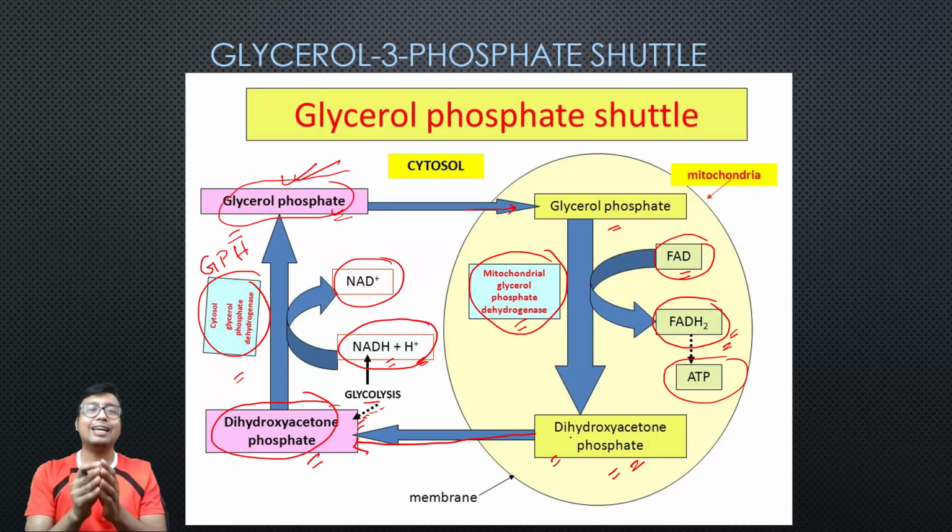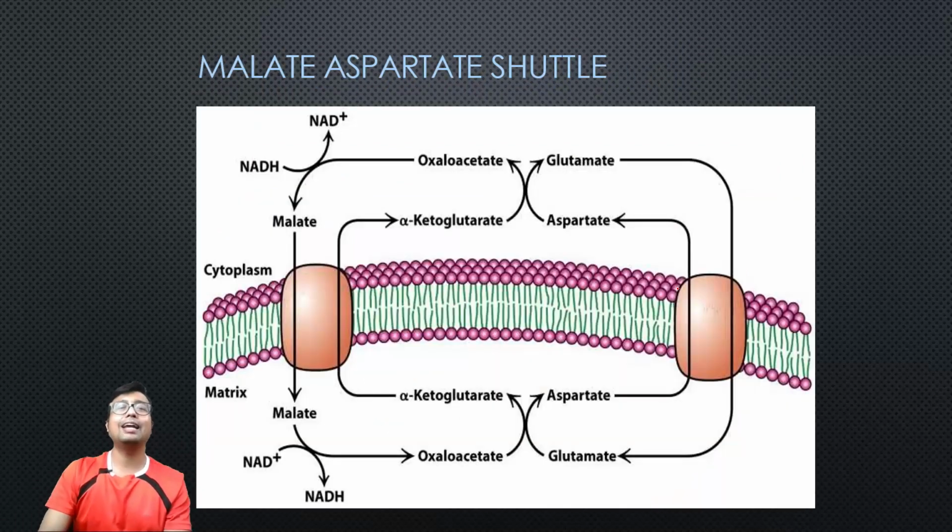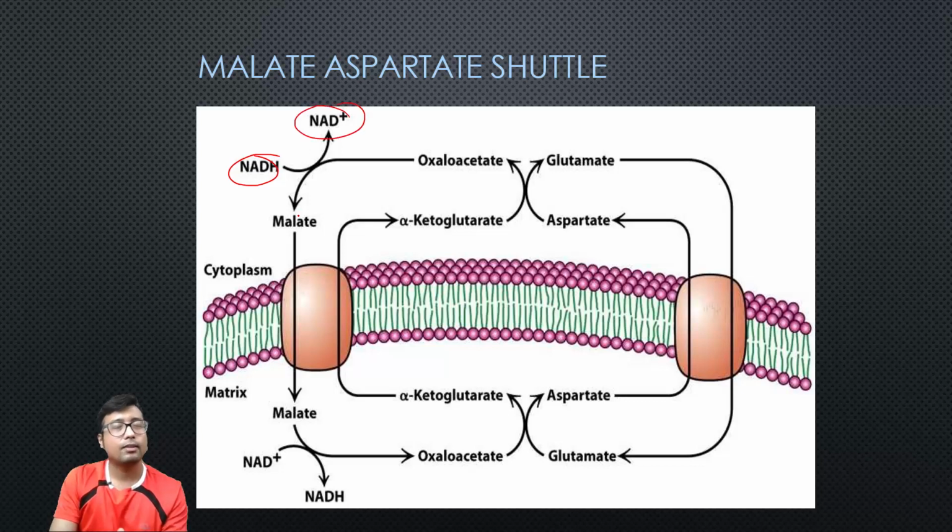Clear? So remember, if glycerol phosphate shuttle is used, we get 2 ATP from one molecule of NADH plus H plus because it is done via FADH2. Now let us look into the malate shuttle. In malate shuttle, what happens? NADH is again converted to NAD plus.